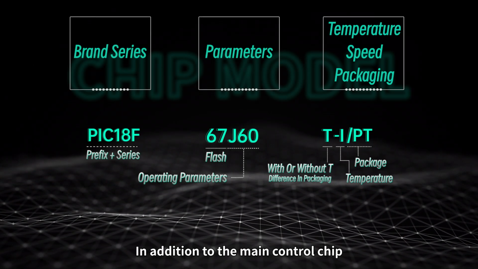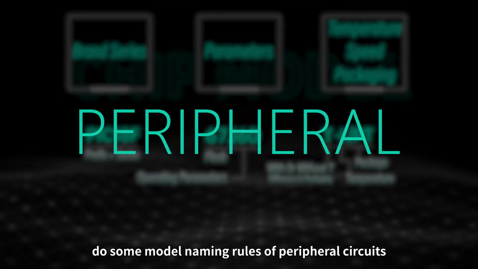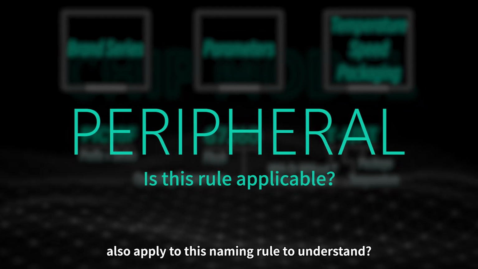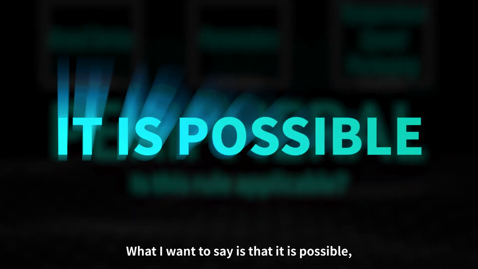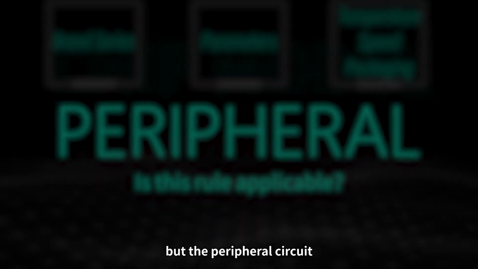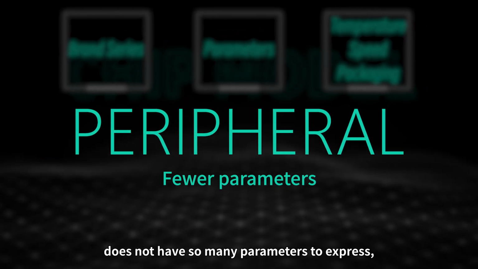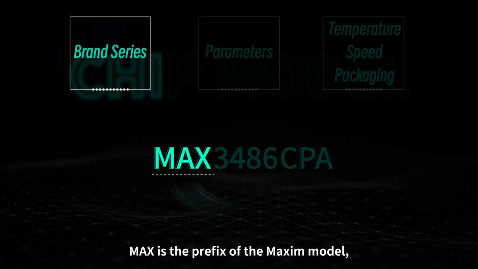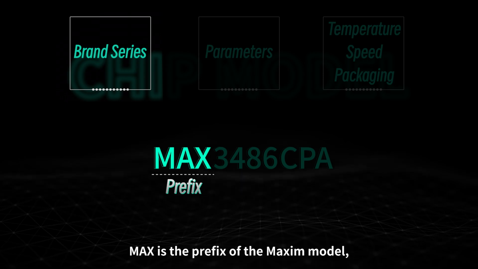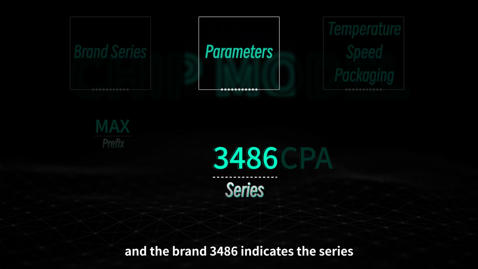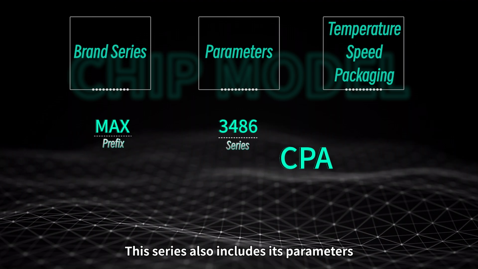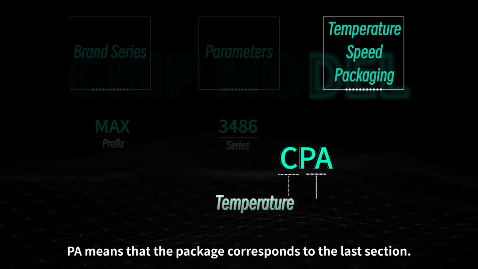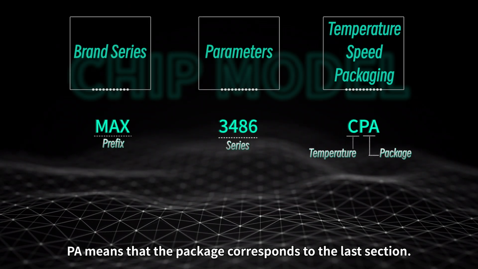In addition to the main control chip, the naming rules of some peripheral circuit parts also apply to this rule. What I want to say is that it's possible, but peripheral circuits do not have so many parameters to express, and the form is simpler. Take this part. MAX is the prefix of the Maxim brand. 3486 indicates the series. This series also includes its parameters, and C indicates the temperature. PA means the package, which corresponds to the last section.